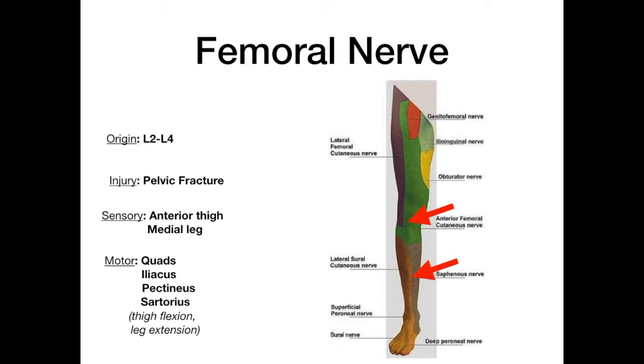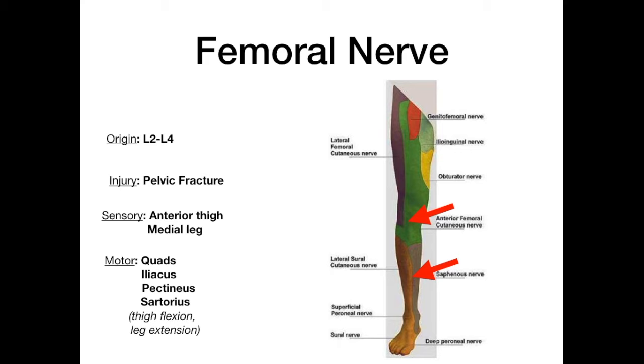okay, well, what are the thigh flexors? And you can select the right answer. Or you can say, what are the leg extenders? And you can pick the right muscles. So if you want to save yourself a little bit of brain space, just memorize the function of the motor distribution of the femoral nerve instead of the actual muscles themselves.